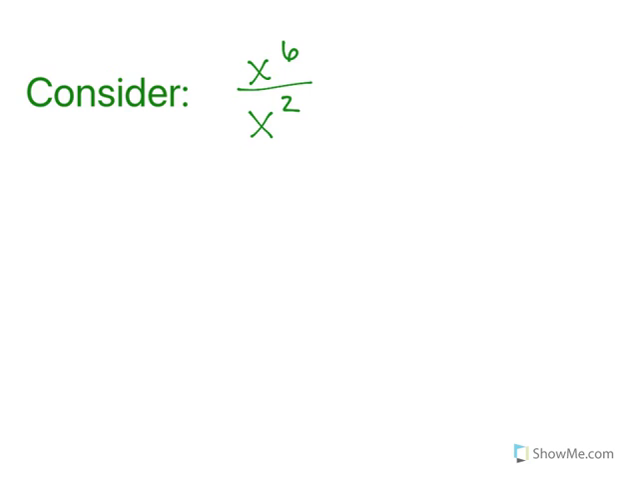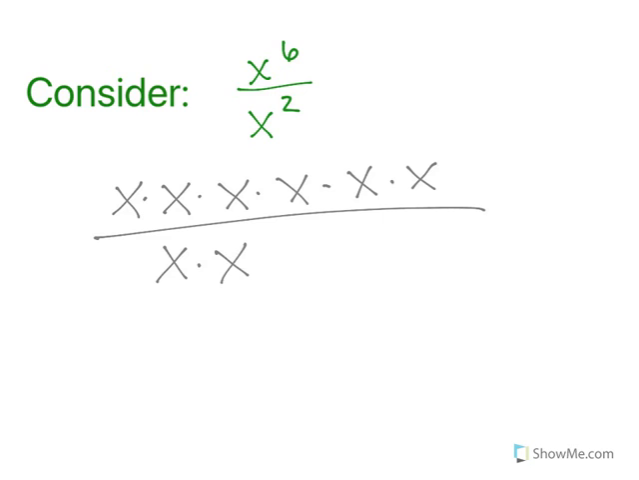Quotient property of exponents. Let's consider the quotient x to the 6th over x squared. This is the same as multiplying x by itself 6 times over x multiplied by itself twice. Now when we look at it that way, we can say common factors in the numerator and denominator, and we can cancel out 1 x to 1 x, 1 x to 1 x.